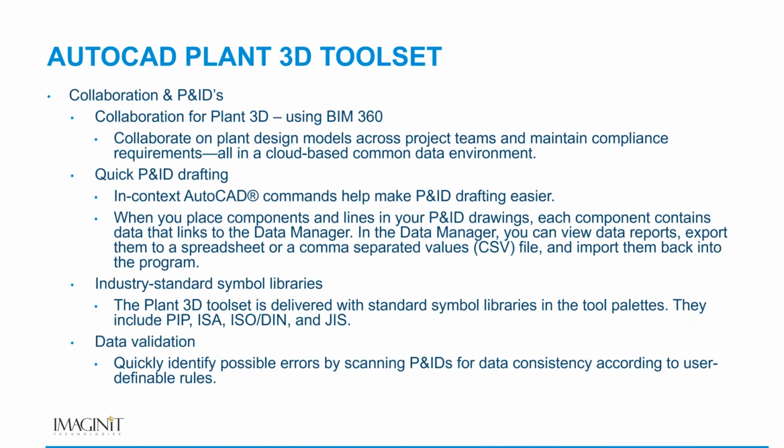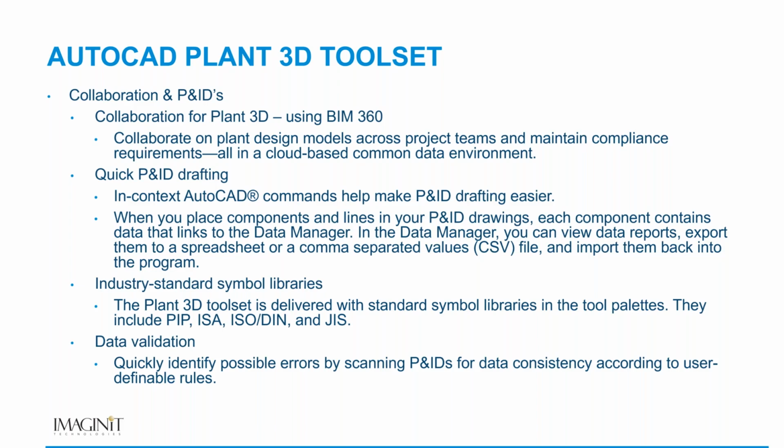So I'll just briefly cover this since most of you probably are not doing things like process and instrumentation diagrams. You're probably more concerned with the 3D stuff. So quickly, you can collaborate in Plant 3D. You've got some in-context commands to help make drafting process and instrumentation diagrams much easier. When you place components and lines in your P&ID drawings, each component contains data that links to the data manager, and then you can view data and reports, things like that.